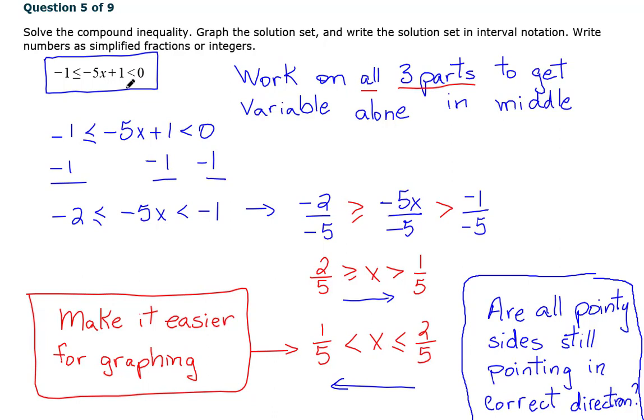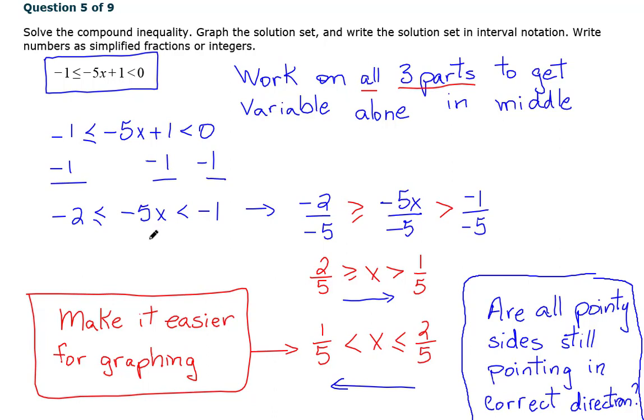Our strategy is to isolate the variable in the middle, and we want to work on all 3 parts at one time. Let's see, minus 1, minus 1, minus 1. Okay, minus 1 is a minus 2. These cancel. I get a minus 5x. 0 minus 1 is negative 1. So finally, to get the x alone in the middle, I need to divide by a negative 5.